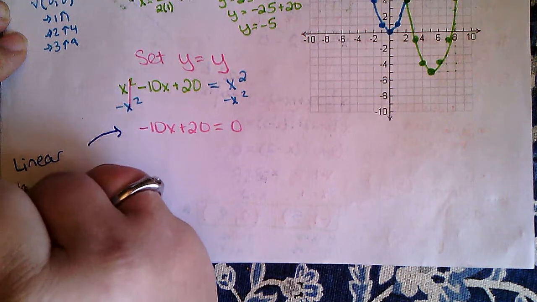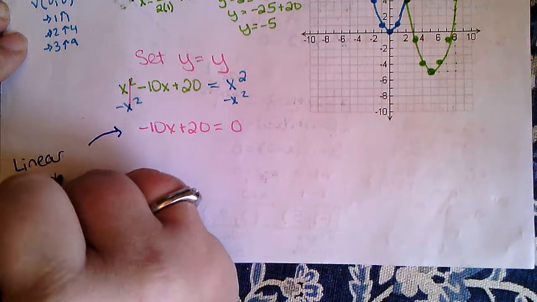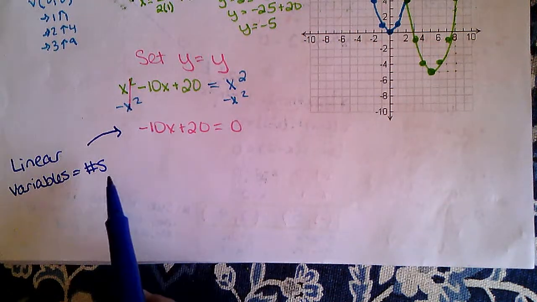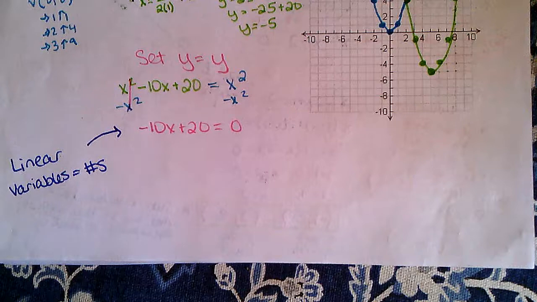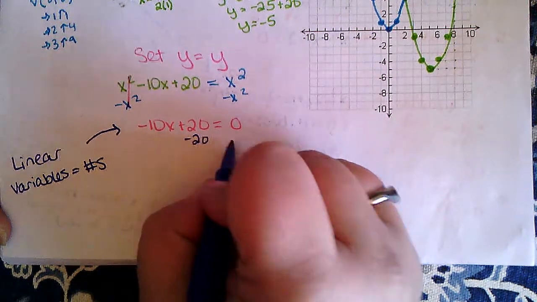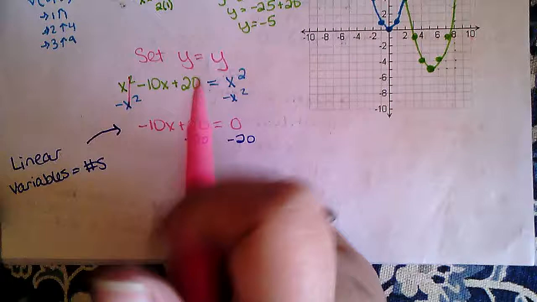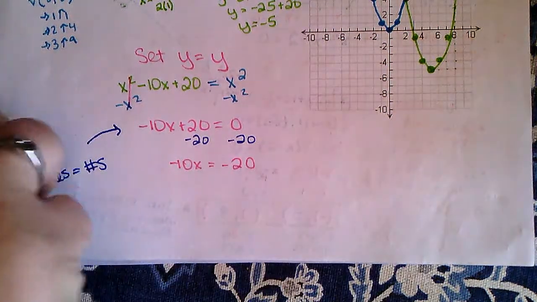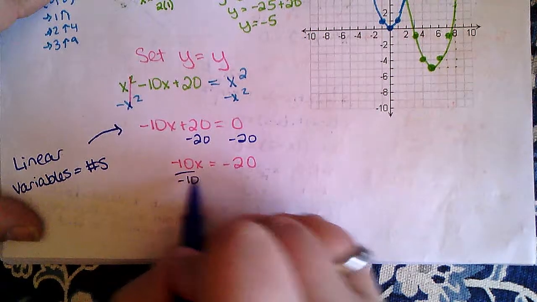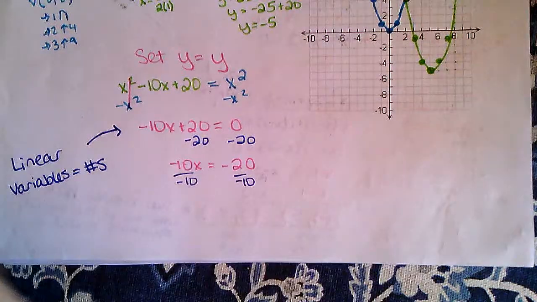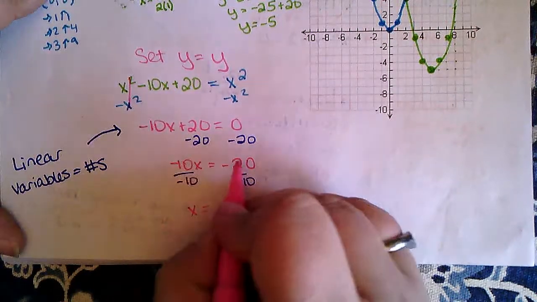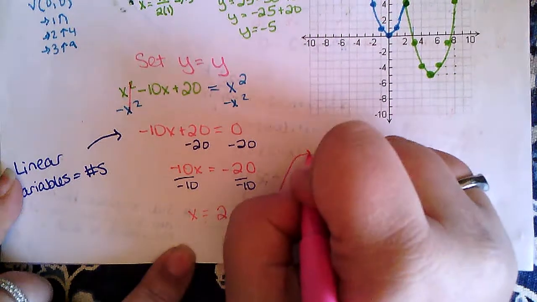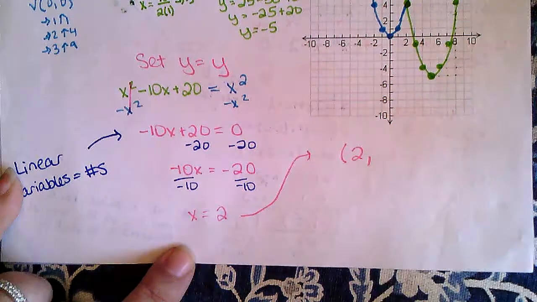So what we need to do is we set the variables equal to the numbers. So we're going to get the letters on one side and any numbers on the other side. So to start that, I'm going to subtract 20. So then I have negative 10x equals negative 20. And then I will divide both sides by negative 10. And so x equals negative 20 divided by negative 10, which is 2. So I know that in my ordered pair, I'm going to have an x value of 2.